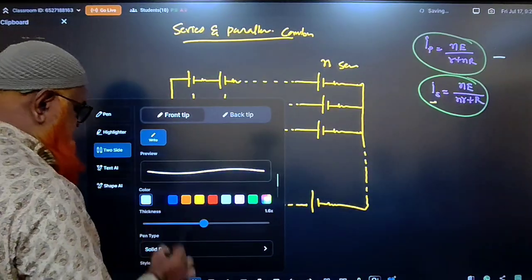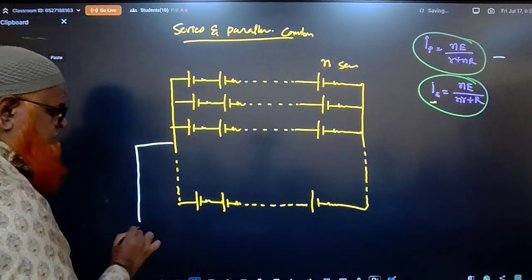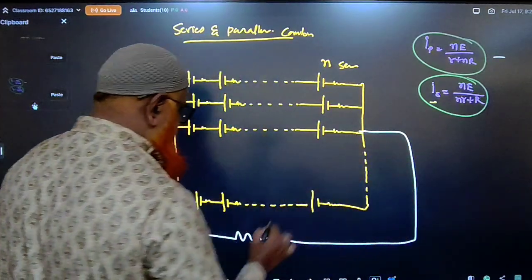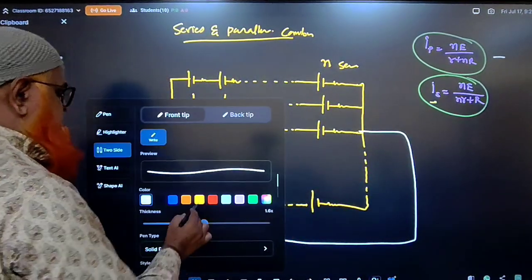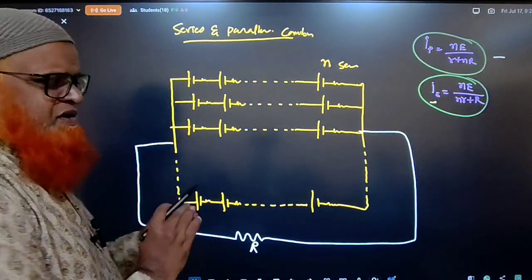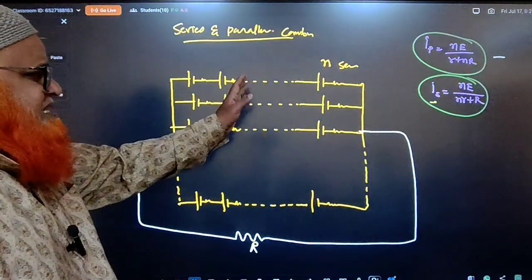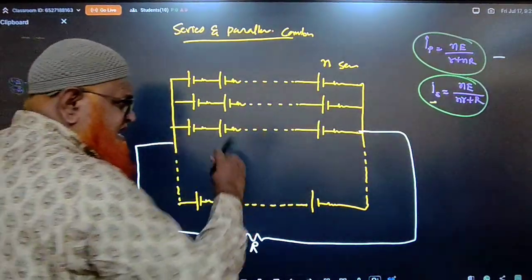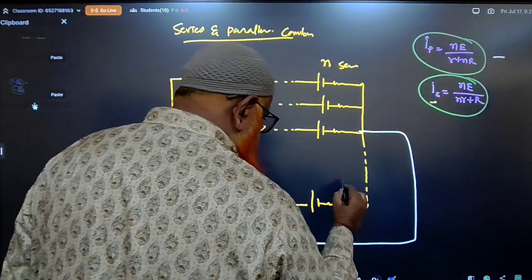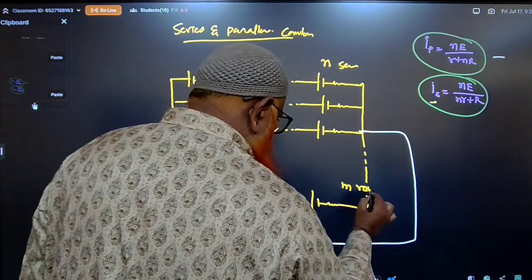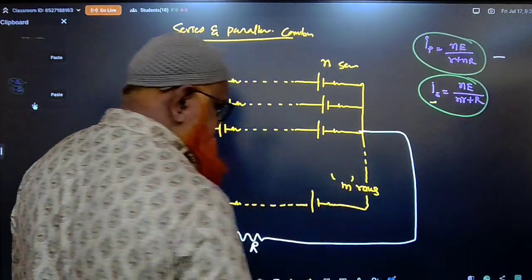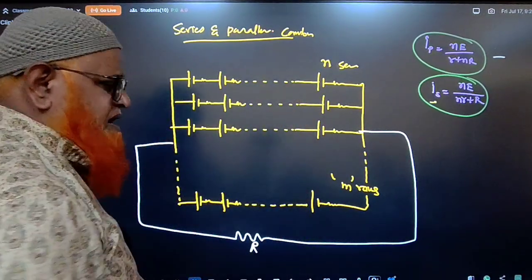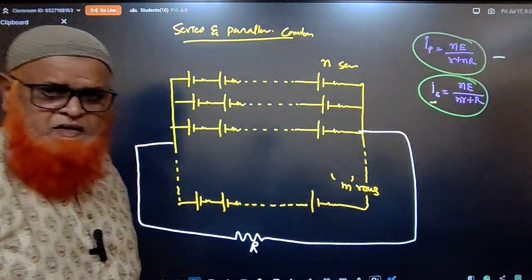Now, the total system is connected to an external resistance which is taken as capital R now. Okay. So just try to understand, I will explain in a simple way now. How many cells are there? N in series. And how many rows are there of this type? M rows. Such M combinations are there. N are in series, M are in parallel. Hope you understood what I am saying now.